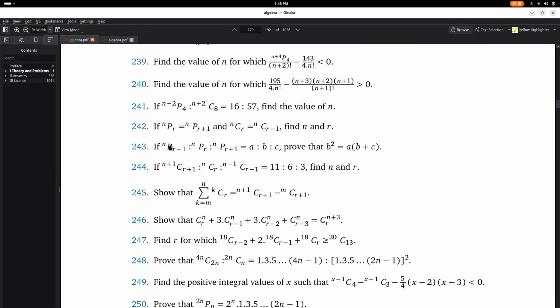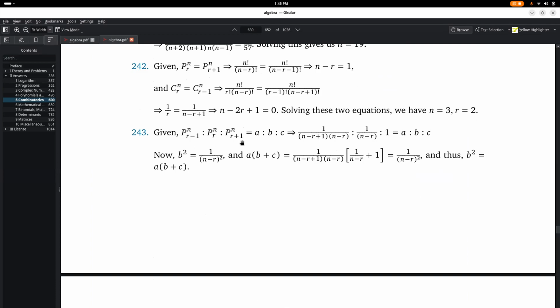So r is equal to 2 and then n becomes 3. Question 243 says that if nP(r−1) is to nPr is to nP(r+1) is equal to a is to b is to c, we have to prove that b square is equal to a into (b+c). So this is a given relationship, and we take the first three, we get 1/(n−r+1) multiplied by (n−r), divided by 1/(n−r), is to 1 is equal to a is to b is to c.